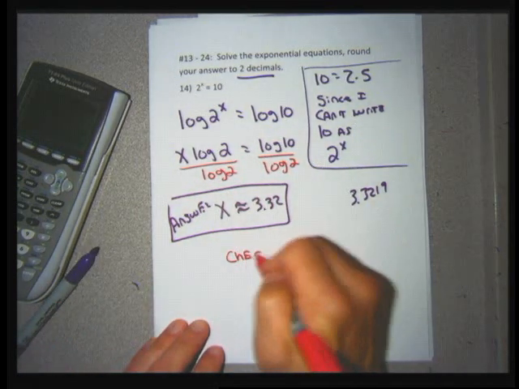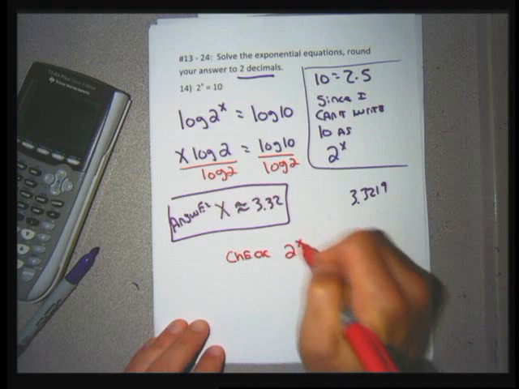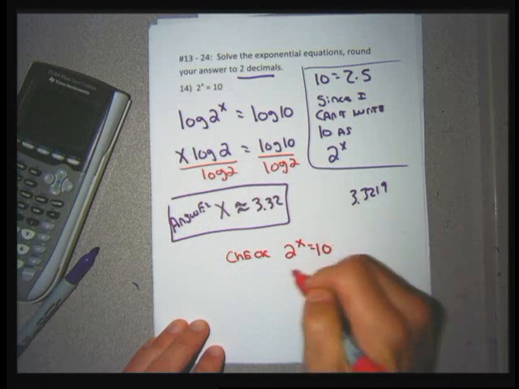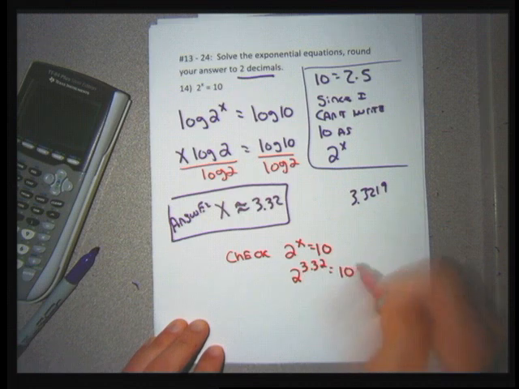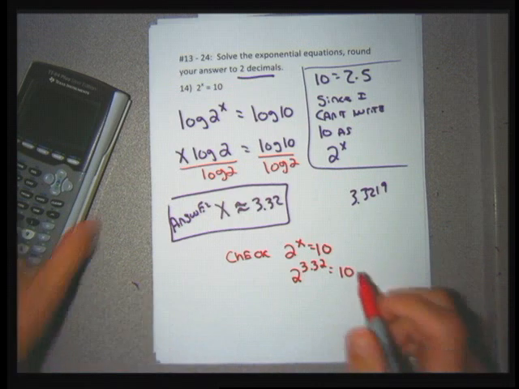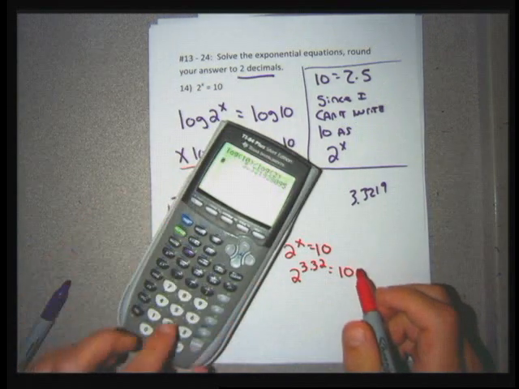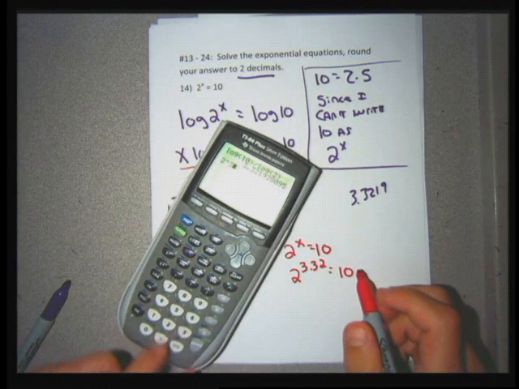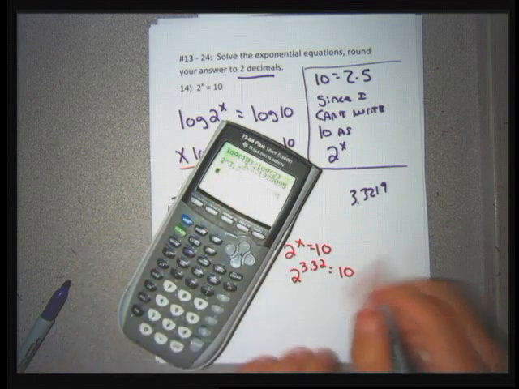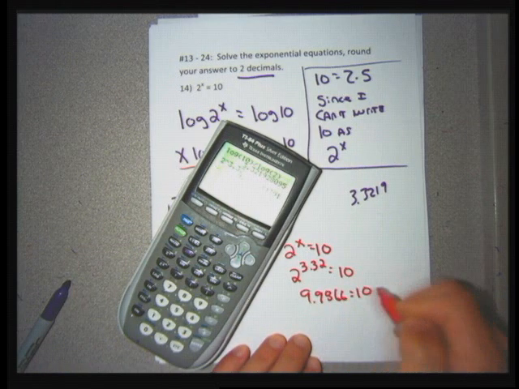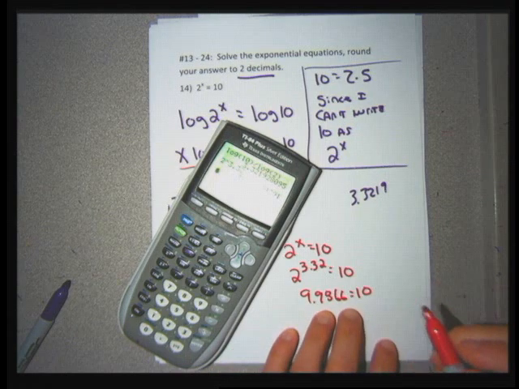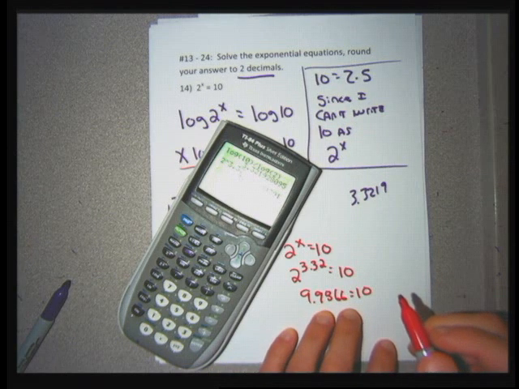So the original problem said 2 to the x equals 10. I'm going to write 2 to the 3.32 power and show you that that equals 10, or something close to 10. So if I go 2 up arrow 3.32, I get 9.9866 equals 10. Even though 9.9866 doesn't equal 10, it's close enough to 10.